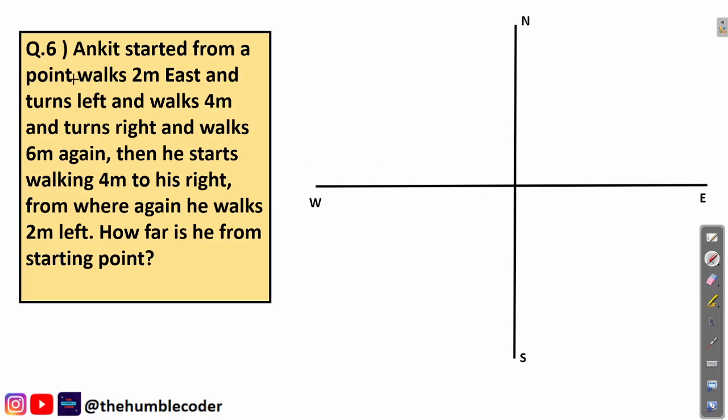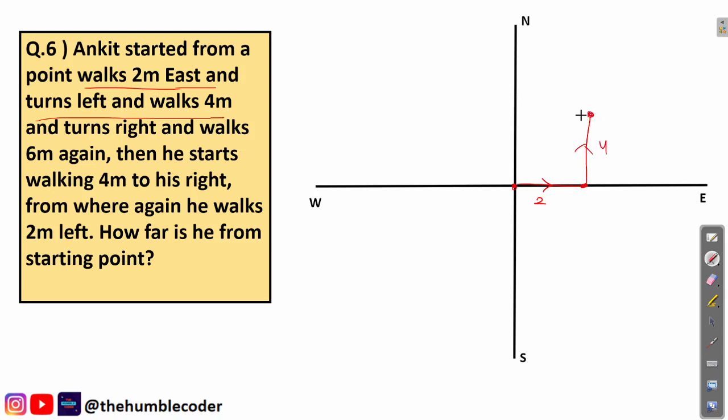Next question is, Ankit started from a point, walks 2 meters east. So this is the starting point for Ankit and he walks 2 meters towards the east. So next is, he turns left and walks 4 meters. So then at this position he will turn left and walk 4 meters.